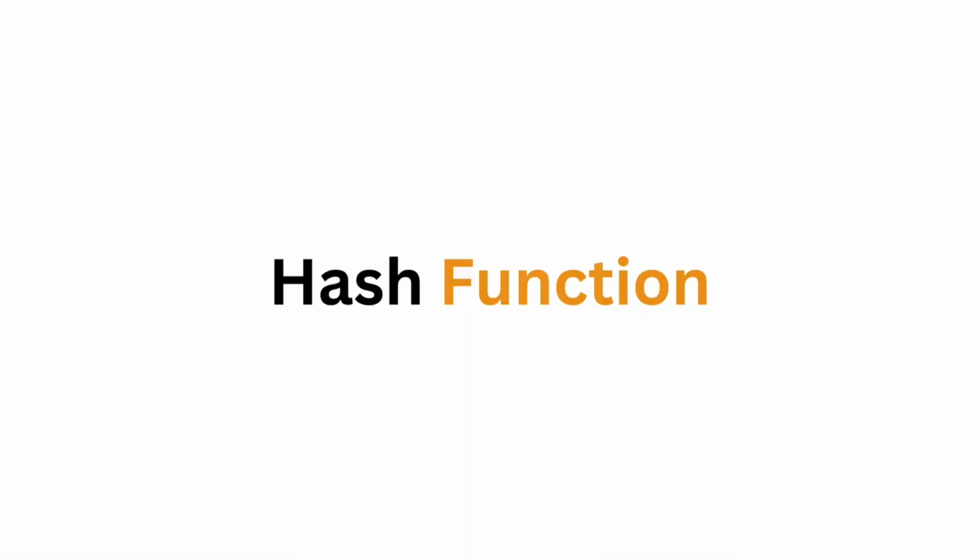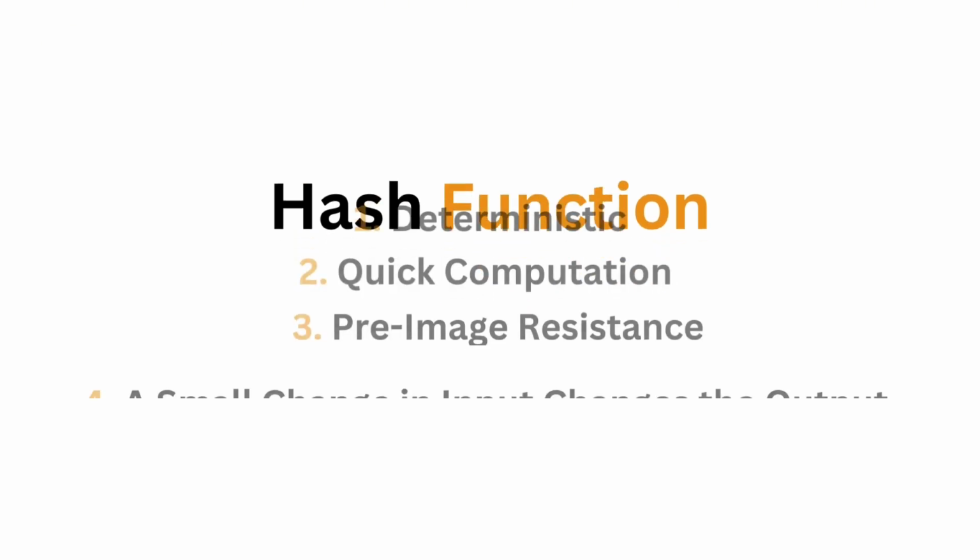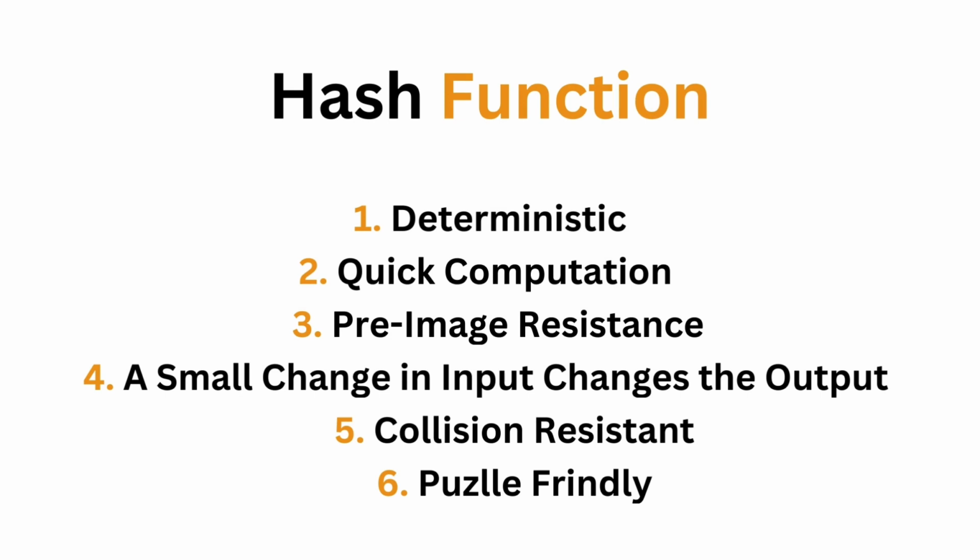A cryptographic hash function is a special class of hash function that makes it ideal for cryptography. There are 6 properties that a cryptographic hash function needs to have in order to be considered secure. Let's go through them one by one.